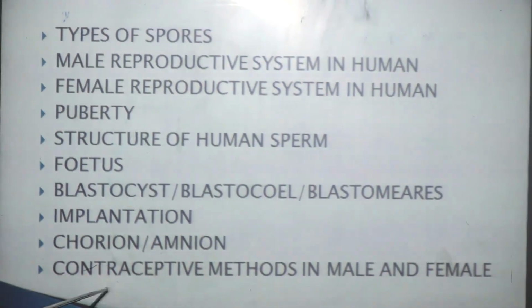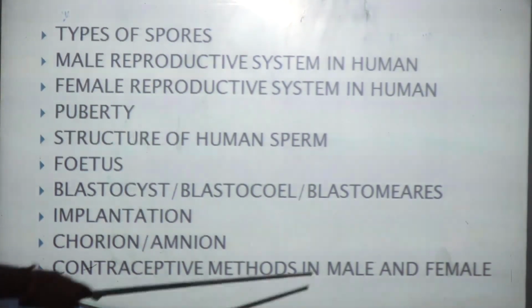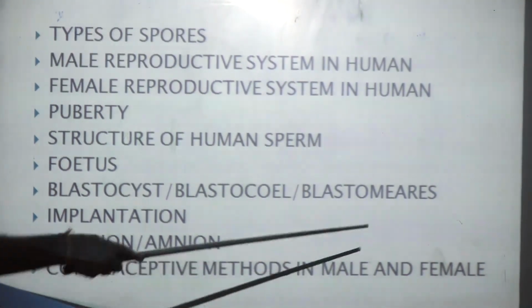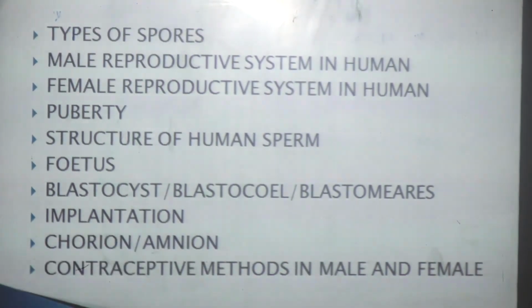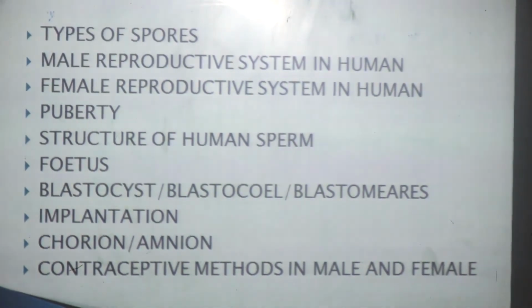Then let me move to the very important question. If the paper is difficult, such a question is asked. Contraceptive methods. You have to put side headings: male contraceptive methods, female contraceptive methods. You can write the various types. In the textbook it is very clear, children.